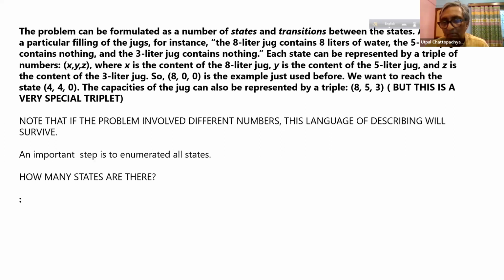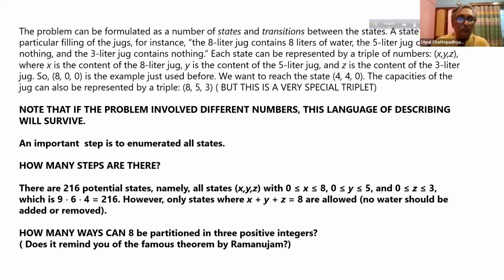Makes sense? Because empty is also a state, right? Yes, sir. So you can have 216 states, 9 times 6 times 4. But actually, we have also already said that we will allow only those states where the numbers add up to 8. So actually, the number of states is much less than that. So then the question becomes, how many ways can you partition 8 into positive integers?